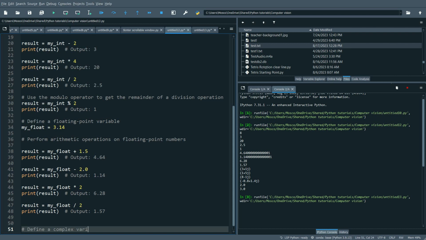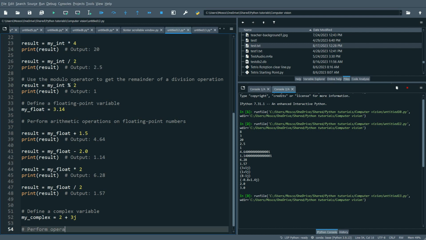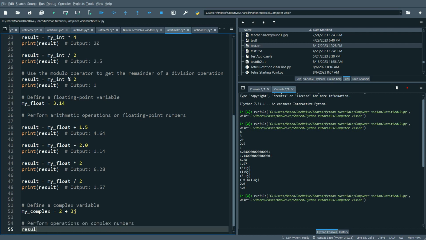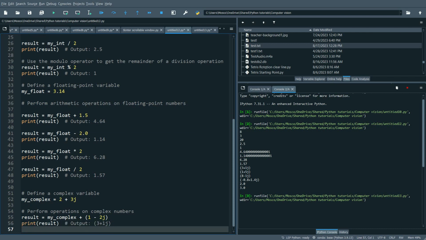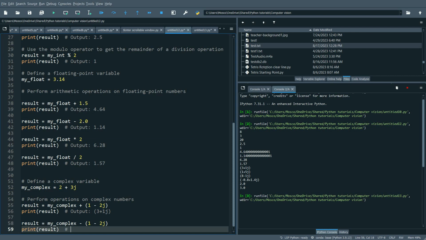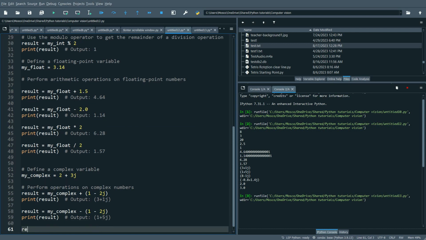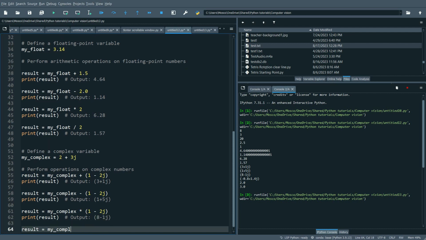Finally, we have complex numbers. These are numbers with both a real and imaginary component, such as 2 plus 3j and 1 to 2j. You can perform operations on complex numbers, such as addition, subtraction, multiplication, and division. You can access the components of a complex number using the real and imag attributes.